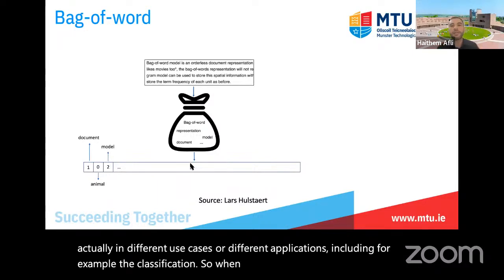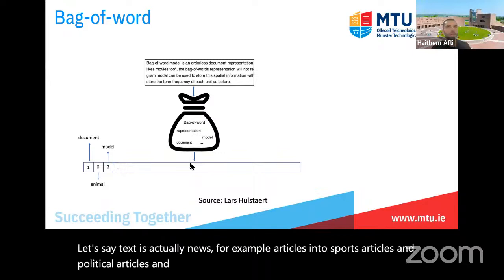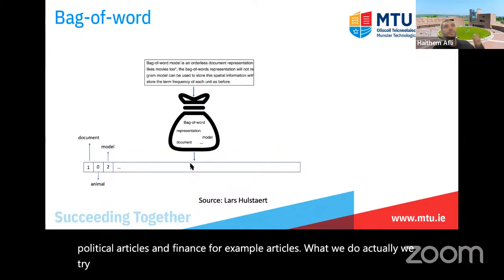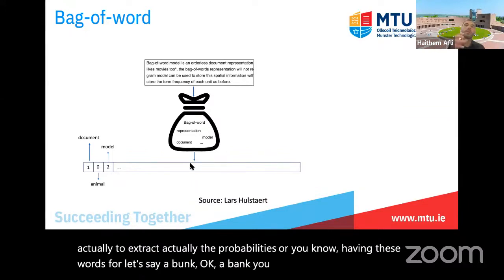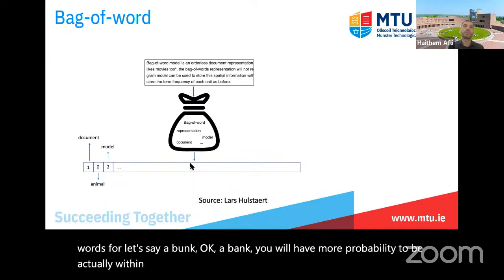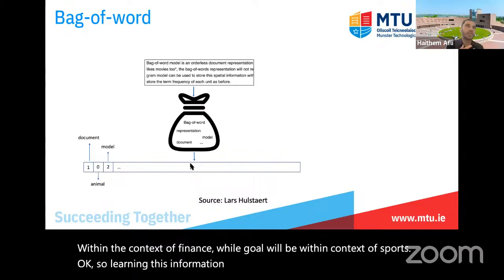So when we want to classify texts, let's say news articles, into sports articles, political articles, and finance articles, what we do is try to get all these unique words and extract the probabilities of having these words. For a word like bank, you will have more probability to be within the context of finance, while a goal will be within the context of sports. Okay, so learning this information will lead us to generating these models for classification.